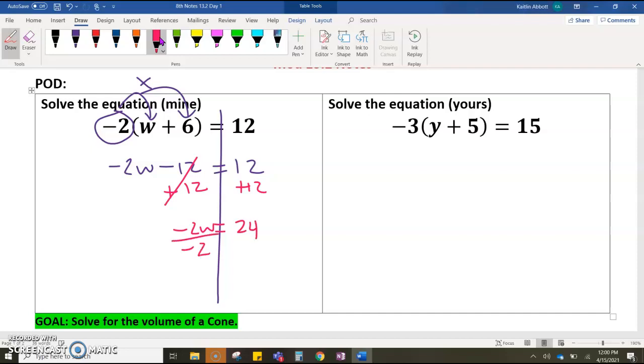Divide by -2. Divide by -2. -2 divided by -2 is gone. It's just 1. Left with w equals 24 divided by 2 is 12, and a positive divided by a negative is a negative. Final answer.